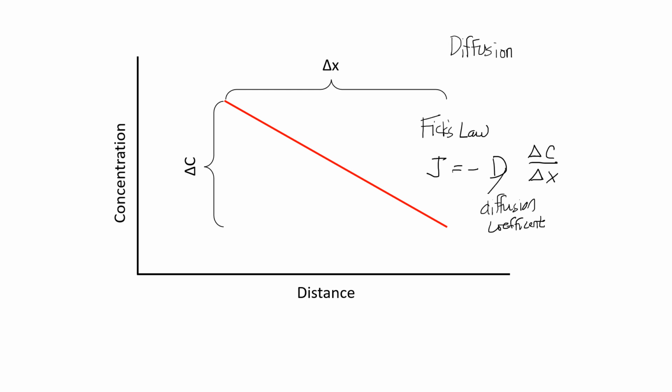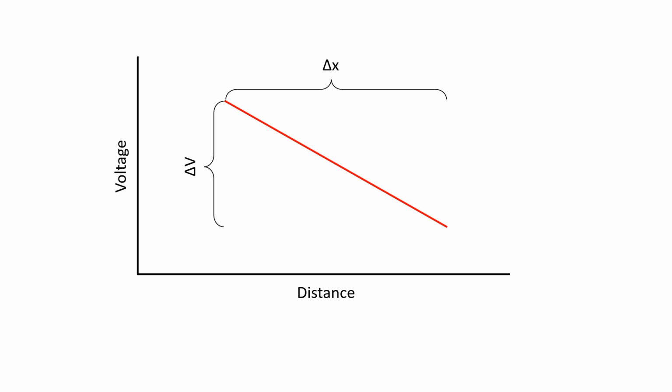Same exact equation. The same equation appears in the study of electricity. So in this case, J represents the flow of current, and it is equal to the product of a property of the medium called the electrical conductivity. Sometimes you may also see it related to the reciprocal of it, which is the electrical resistivity, times, in this case, the gradient of voltage, change in voltage with respect to position. This is Ohm's law of current flow.